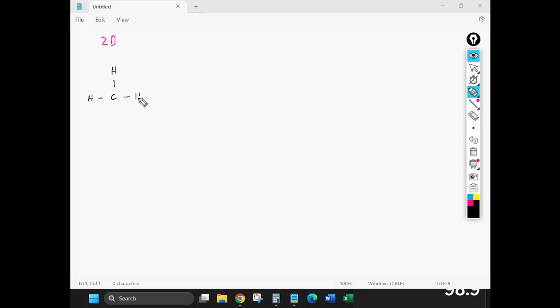So, this is the 2D way of drawing methane. I'll give you guys a second to draw that. Methane is just flat like that. This is the 2D version. This is the way that we've been doing it. Okay, but now we're going to learn to draw it on paper the 3D way.